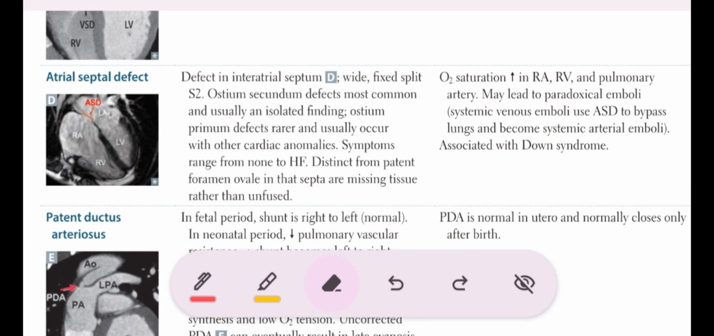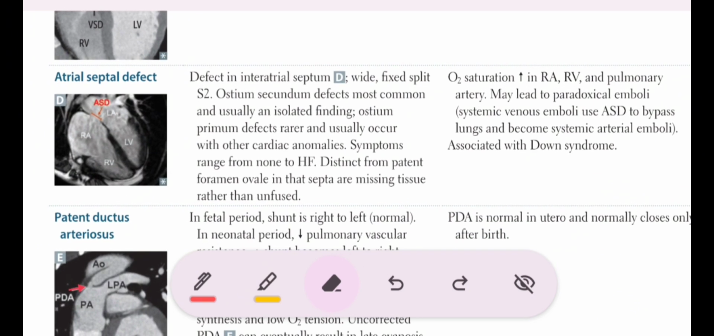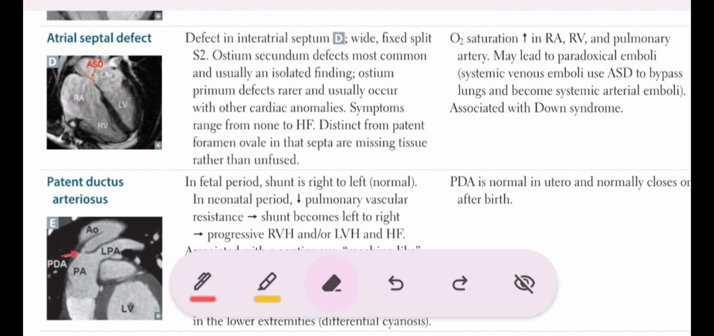Then you have the atrial septal defect. Atrial septal defect is a defect in the interatrial septum. It produces the wide fixed split S2 that we have studied in our physiology section. The ostium secundum defects are the most common defects that we studied in our embryology section.